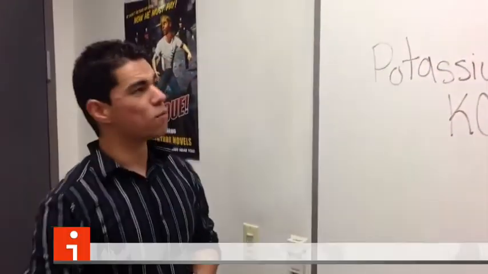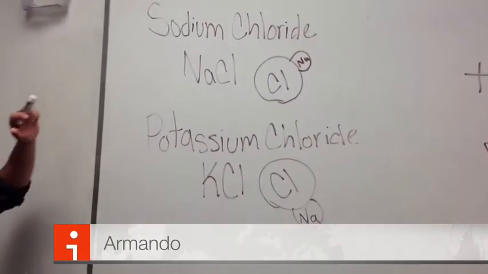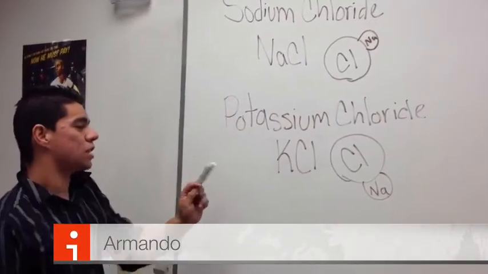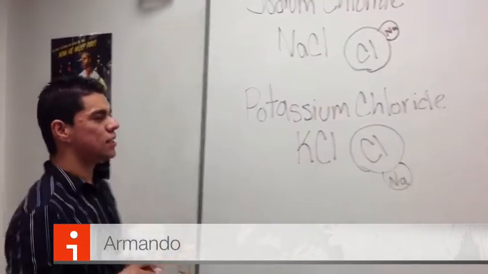Alright, hello guys, I'm Armando Murphy. Today I'm talking about two examples of ionic compounds. First is sodium chloride, NaCl, table salt. And you have potassium chloride, KCl.